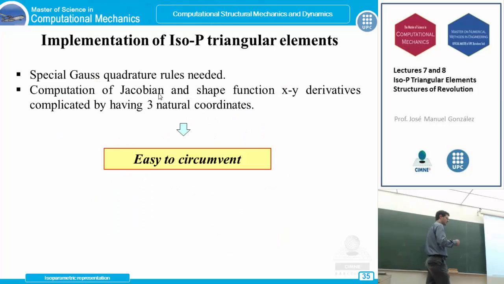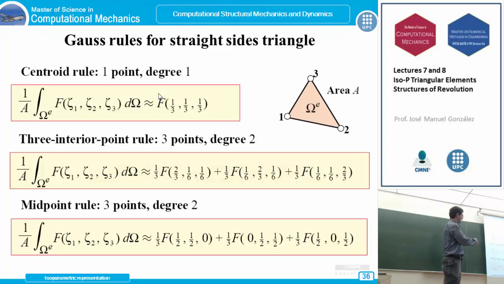Okay, so now the same thing with the quadrilateral elements in the isoparametric representation. To get the integral to find the stiffness matrix, we use numerical integration and Gauss integration rules. So now for the triangle we have different Gauss integration rules, different from the ones used in the quadrilateral elements. We must compute the Jacobian and the shape functions with the partial derivatives with respect to the Cartesian coordinates. So this is what we are going to do in the triangular case using these quadratures.